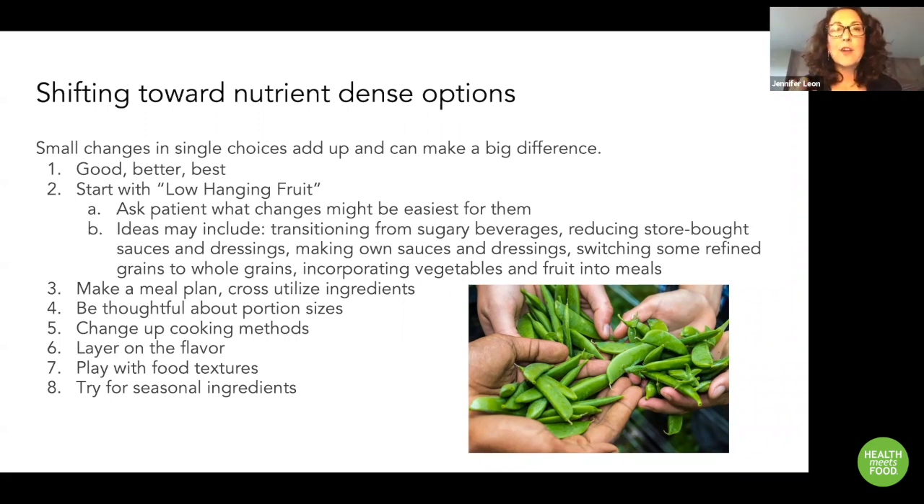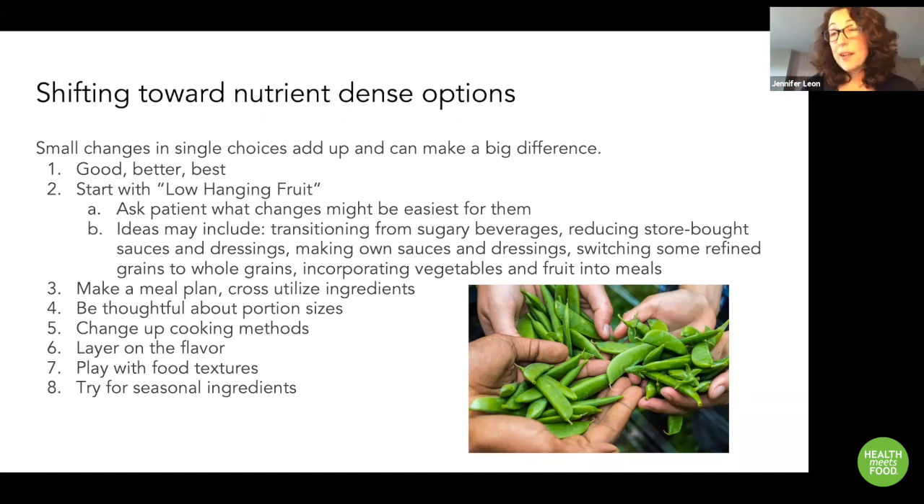So what might be better is to pick what we might call the low-hanging fruit. Present to your patients the concepts of nutrient density and explain why that could help them achieve whatever nutrition goal that they have based on their medical history. And then ask them what changes might be easiest for them. Some patients are happy to look at that and pick for themselves, and having your patient take that agency is much more likely to add up to results for them.